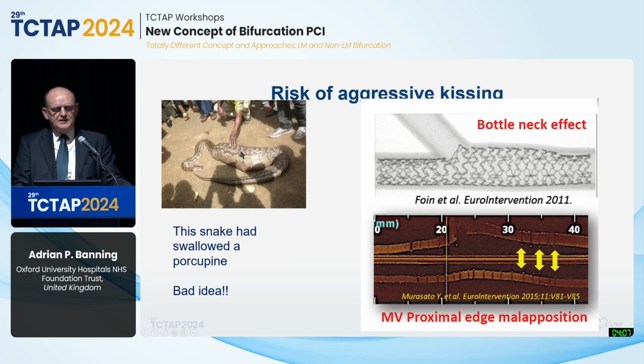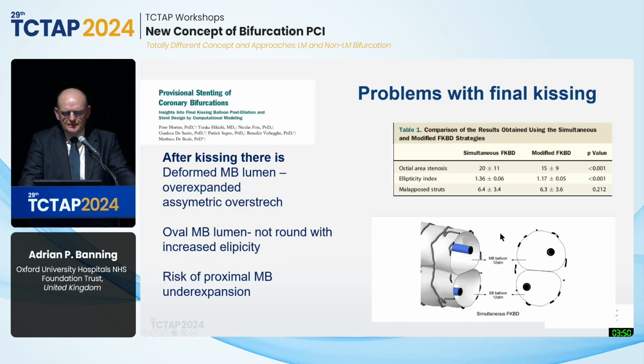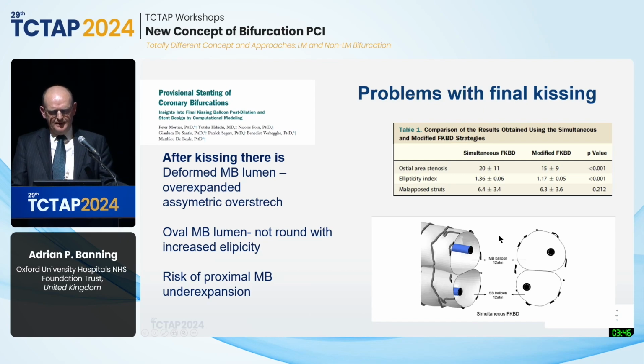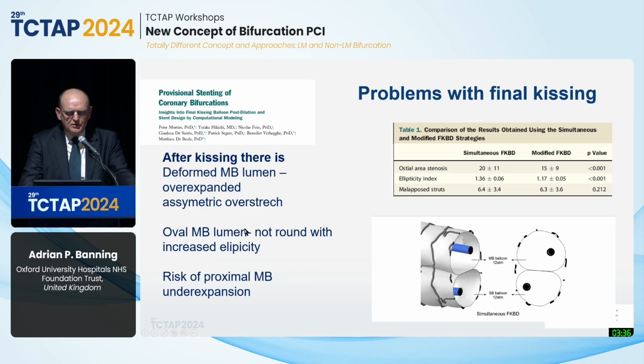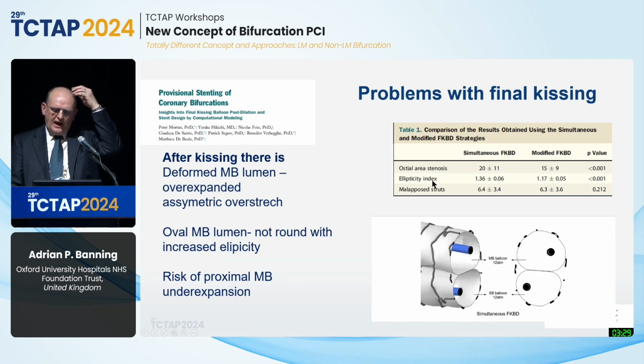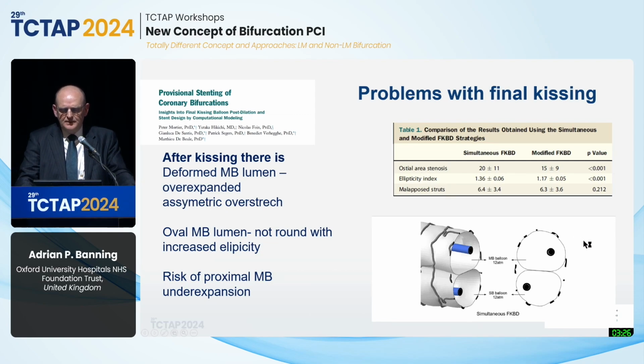On the left-hand side here is a snake that swallowed a porcupine. That is a bad idea, but so is overdilatation of the proximal vessel, as you end up pulling the stent away from the ostium here and causing a proximal edge malapposition and a bottleneck effect. So we need to size our POT appropriately, and we have to recognize that when we kiss, we often end up with an oval lumen rather than a round lumen. And as you see here, the oval lumen is less optimal, has a lower area stenosis with a higher ellipticity index, and there are malapposed struts. So leaving our double stent technique with just a final kiss and no final POT is not the thing to do.